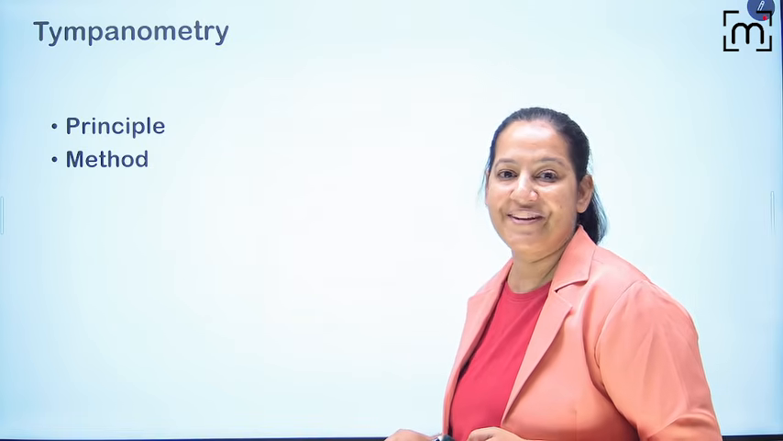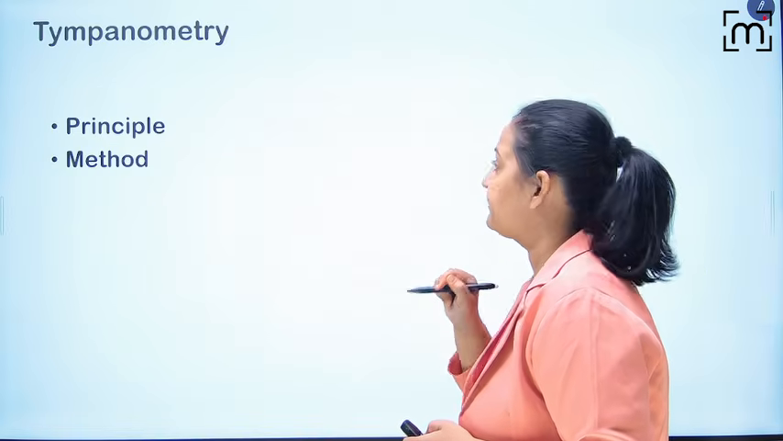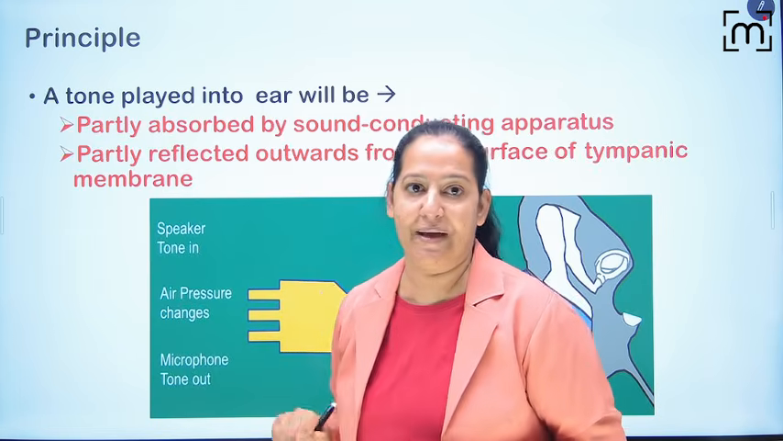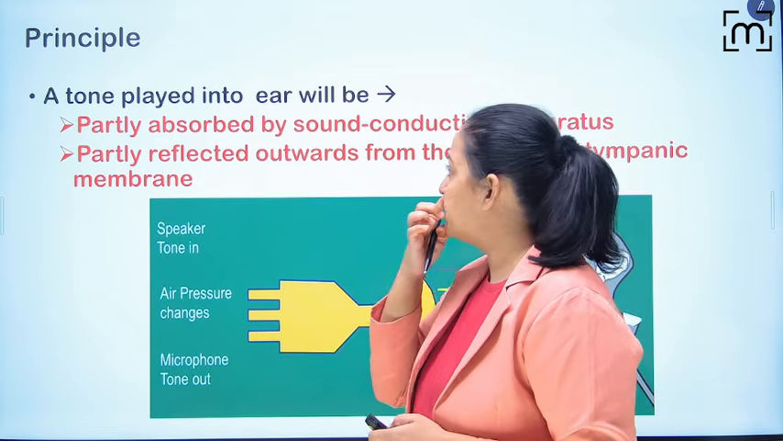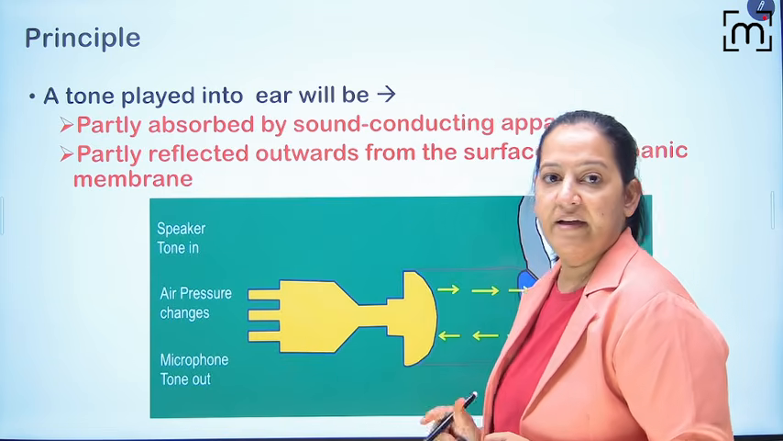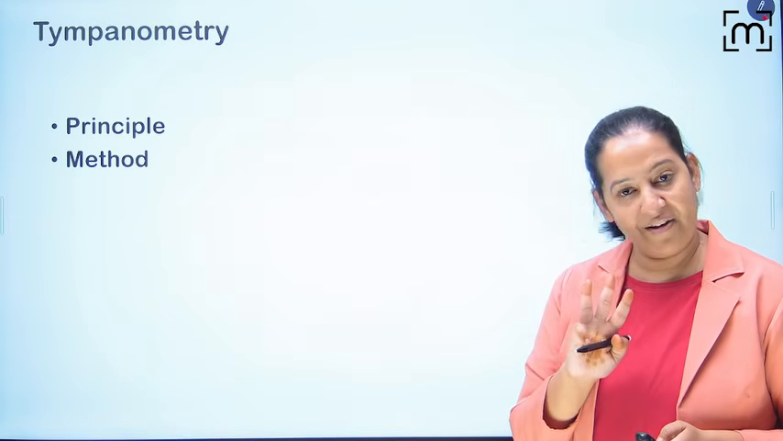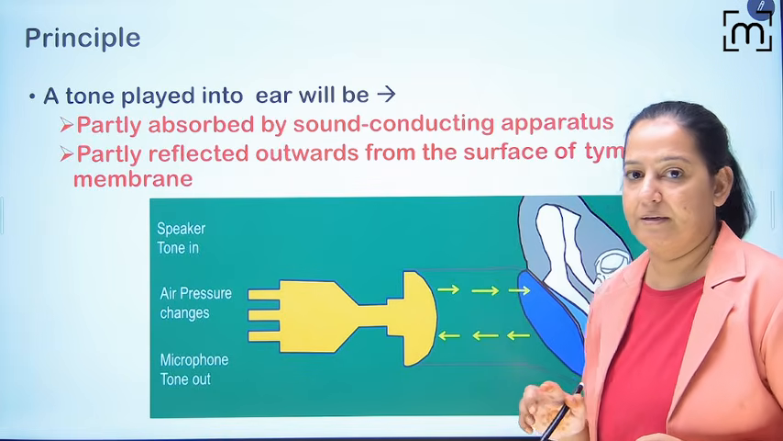What is tympanometry? Very important. Here we will make the graph. In tympanometry, I will teach you two things: principle and method. So what is the principle of tympanometry and interpretation? Here in the ear, you have to understand there are three principles in tympanometry. What are the three principles?